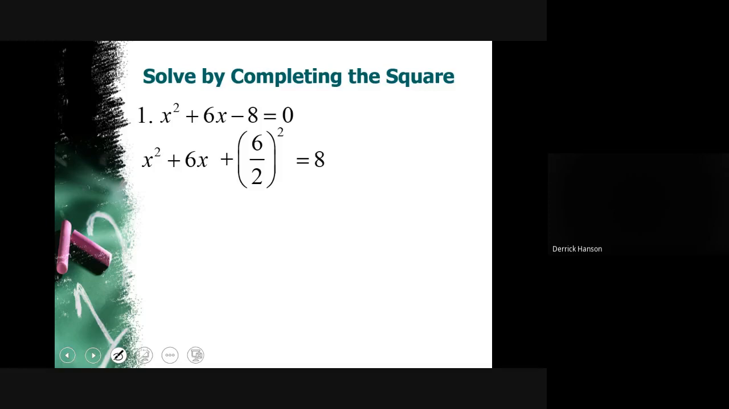But again, this is no longer in theory. This is solving an equation, which means just like every other year that you've learned algebra, you're not allowed to just randomly start adding things in there for the fun of it. If I'm going to add 6 over 2 squared to the left side of the equation, I'm also going to need to add in 6 over 2 squared to the right side of the equation so that it stays balanced.